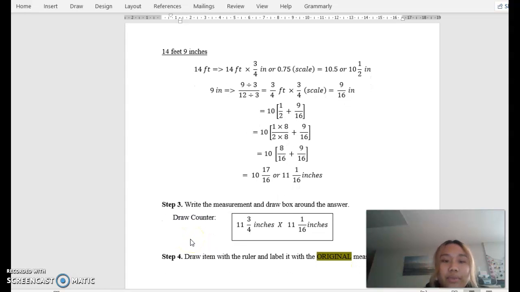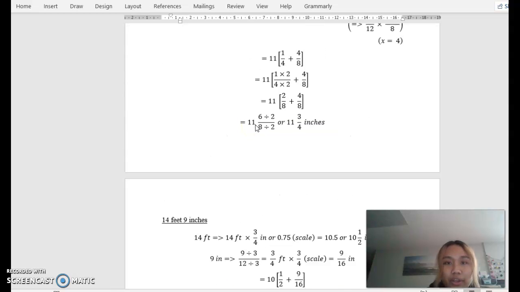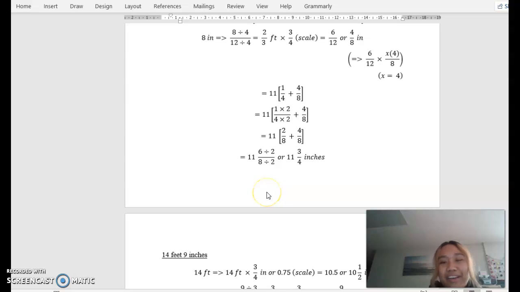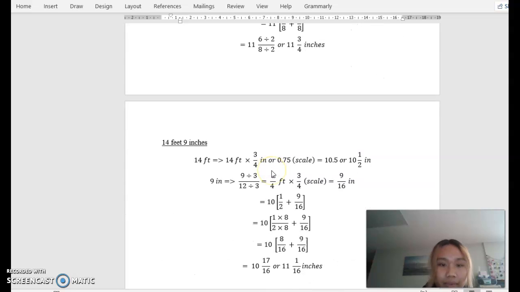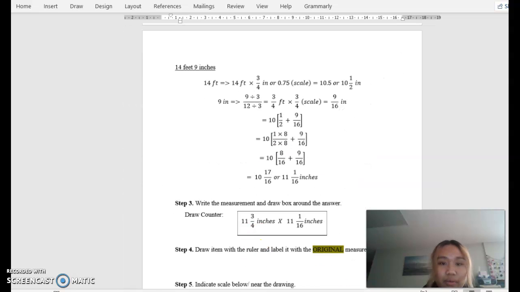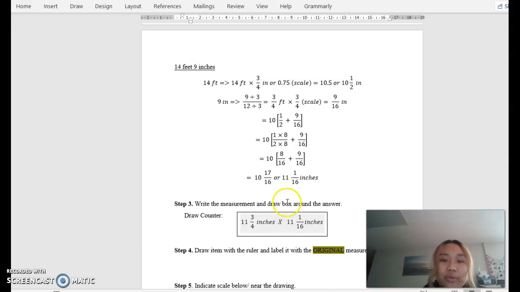Okay, so for our step 3, write the measurement and draw a box around the answer. Say for example the item is a counter. So draw the counter, and then indicate the measurement, which is 11 3/4 inches. We got it from the first equation. And for the second, 11 1/16, which we got from the second problem, and then just draw a box on it.